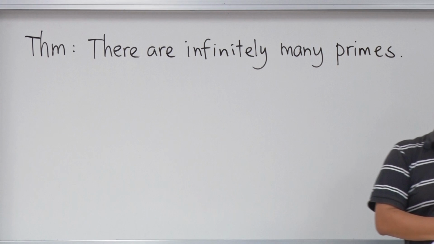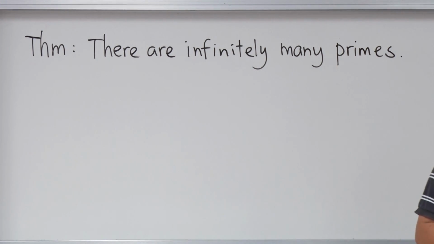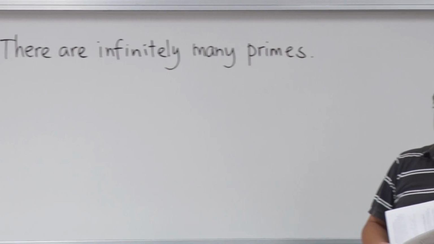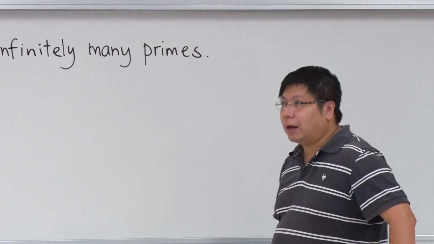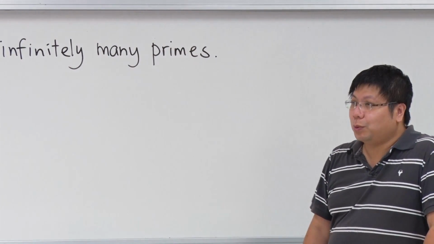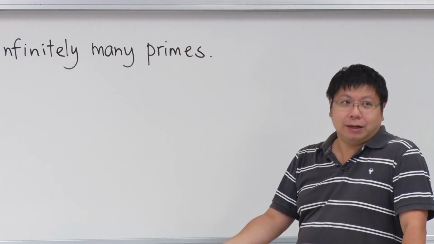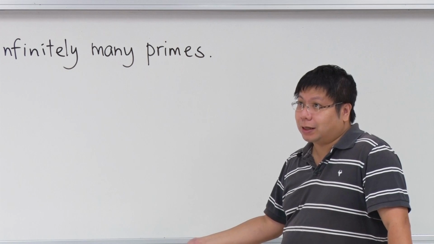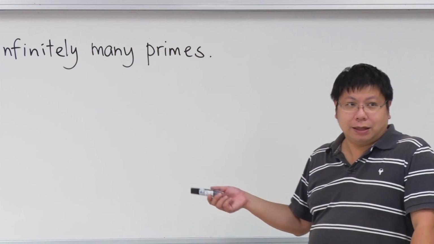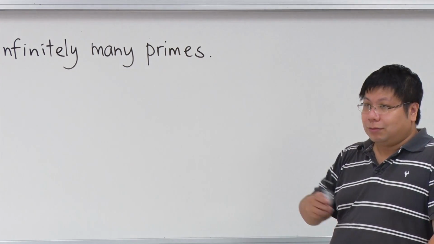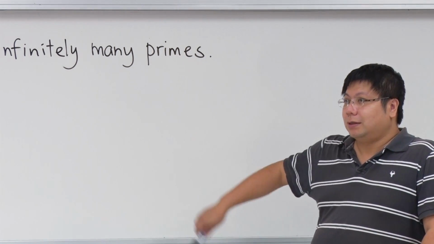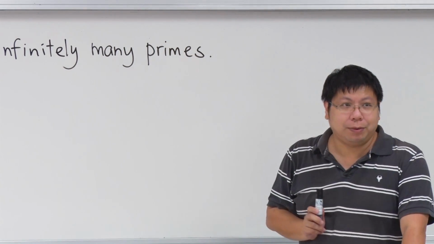Okay, so 2, 3, 5, 7, 11, they are primes, because they have just itself and 1 as the only divisors. And for a long time, people asked, will we run out of primes? After 2, we get 3. After 3, we get 5. After 11, you still have 13. But actually, you will never run out of primes, because there are going to be infinitely many primes.